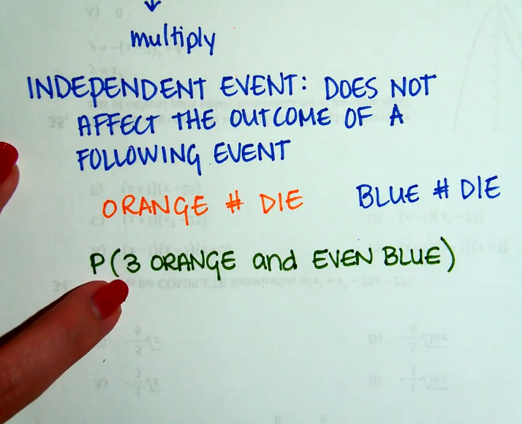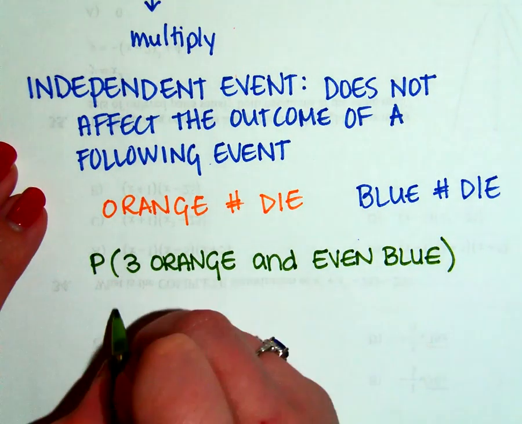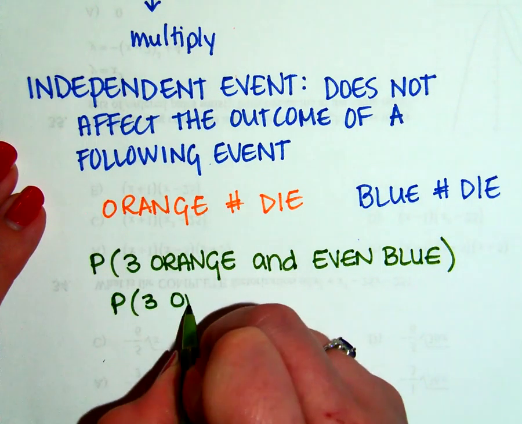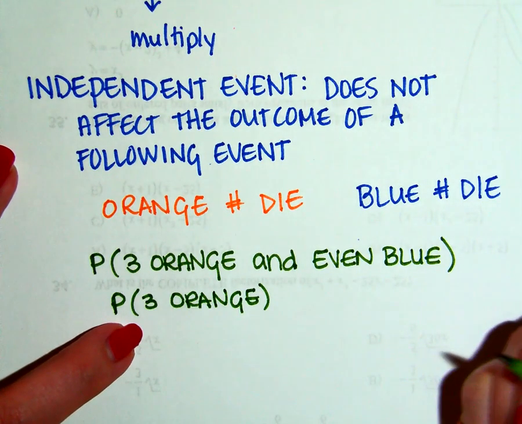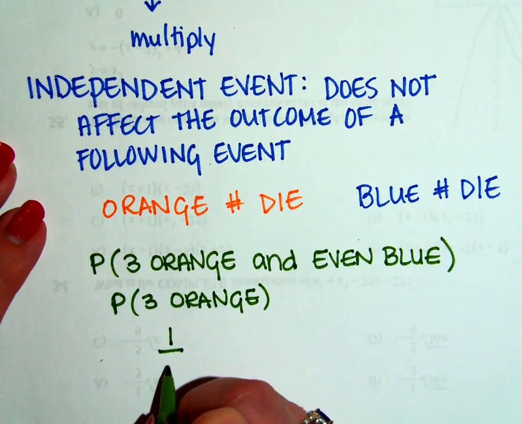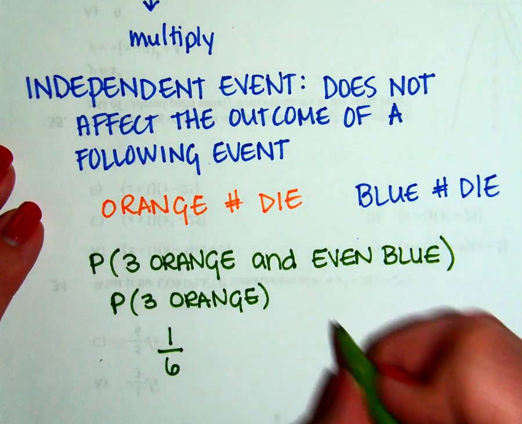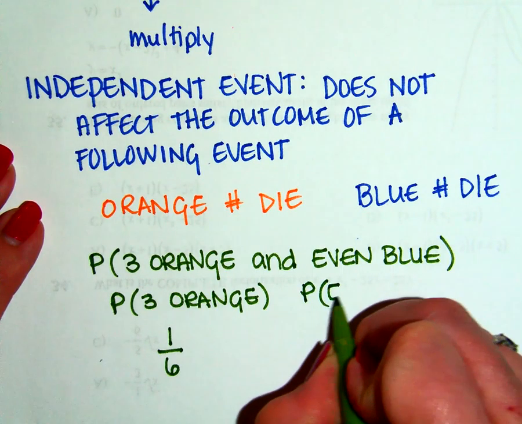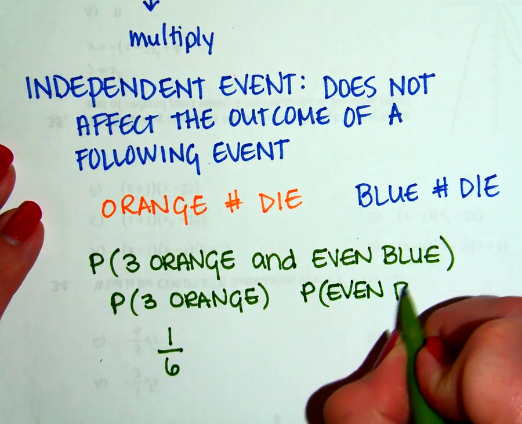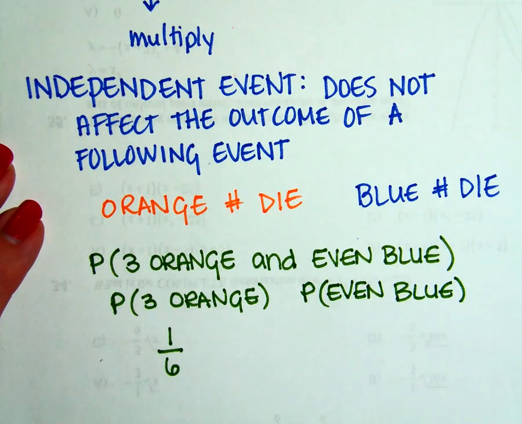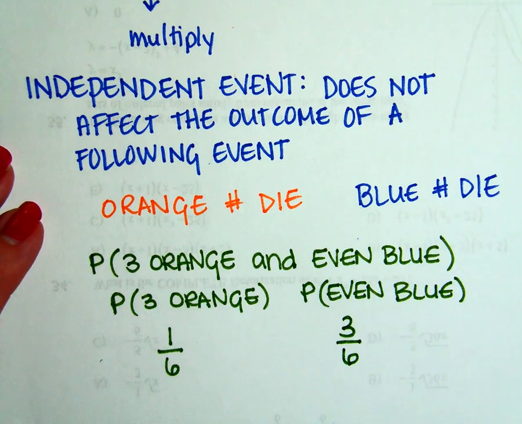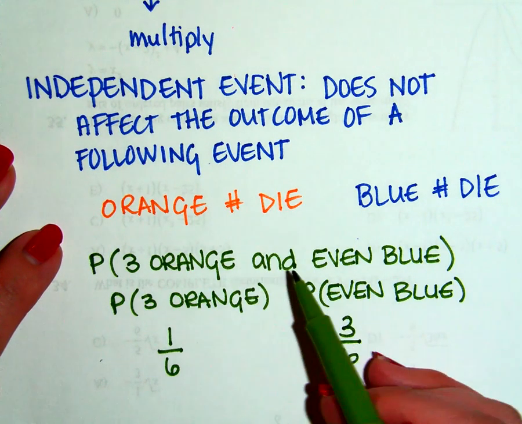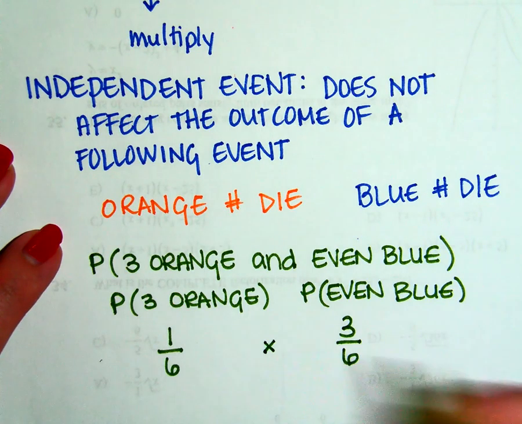So, if I rolled a 3 on a die, what is my probability of getting a 3 on the orange die? How many times does 3 show up on a die? Once out of 6 values. Okay? And then I need to figure out what is the probability of getting an even on the blue die. So how many times does an even show up on the blue die? An even shows up 3 times.